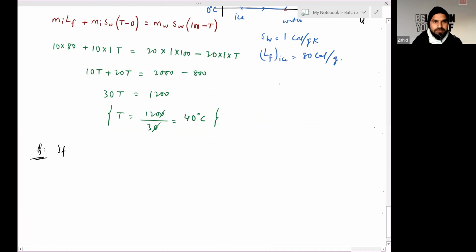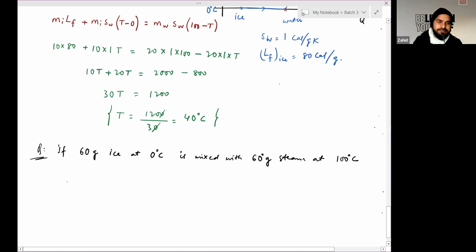If 60 gram ice at 0 degrees Celsius is mixed with 60 gram steam at 100 degrees Celsius, find the temperature at equilibrium.